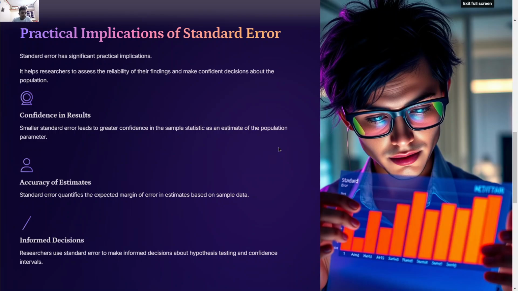Some of the points are confidence in results, accuracy of estimates, informed decisions. At first, confidence in results, which means smaller standard error leads to a greater confidence in the sample statistic as an estimate of the population parameter. Accuracy of estimates. Standard error quantifies the expected margin of error in estimates based on sample data. Informed decisions. Researchers use standard error to make informed decisions about hypothesis testing and confidence intervals.